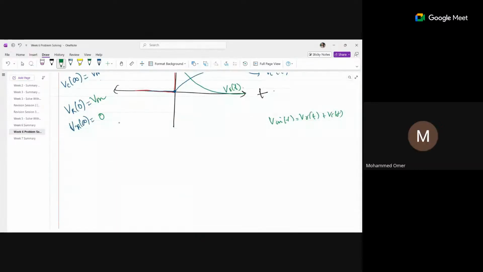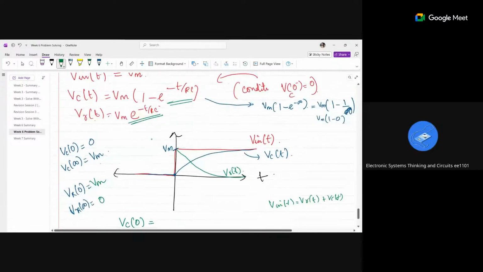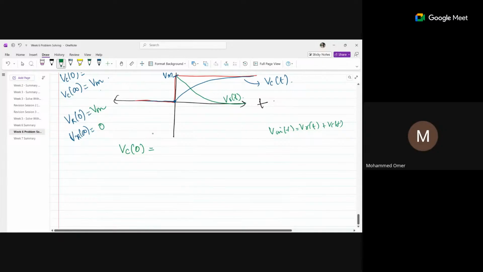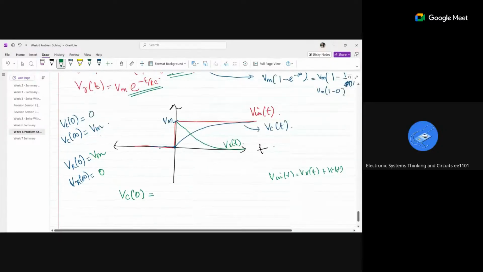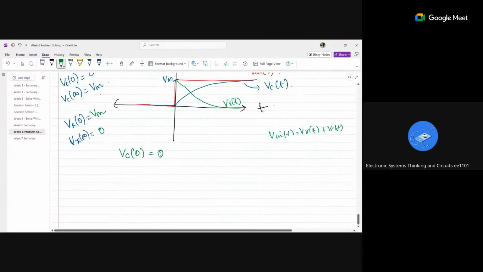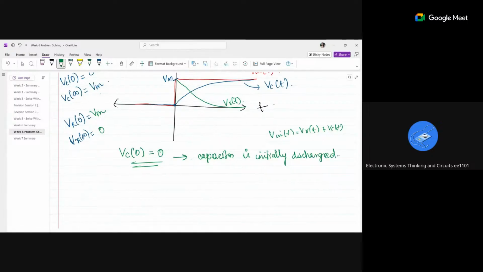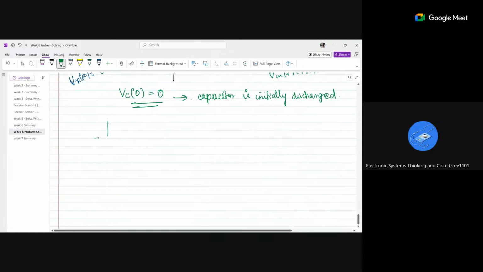Can you explain the graph? So what is happening with Vr and what is happening with Vc? Yeah, one second. If they say Vc of 0 is equal to 0, it means that the capacitor is initially discharged. So what do we mean when we say the capacitor is charged?